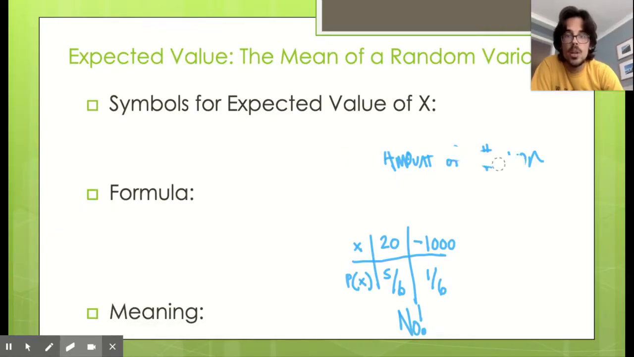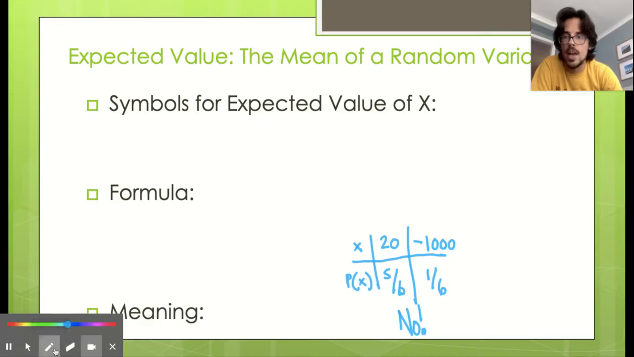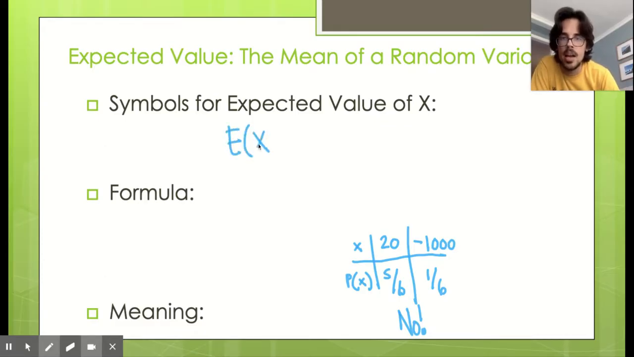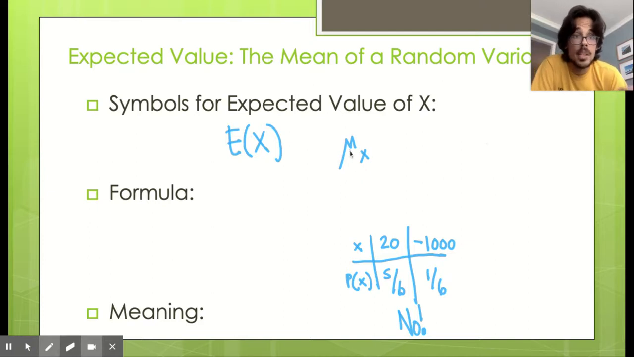So the symbol that we use for the expected value of a random variable x, there are two that you'll frequently see. One is capital E parentheses x. This means expected value of x. You'll also see the symbol mu with an x on it, because an expected value is basically an average. So what does an expected value actually mean?